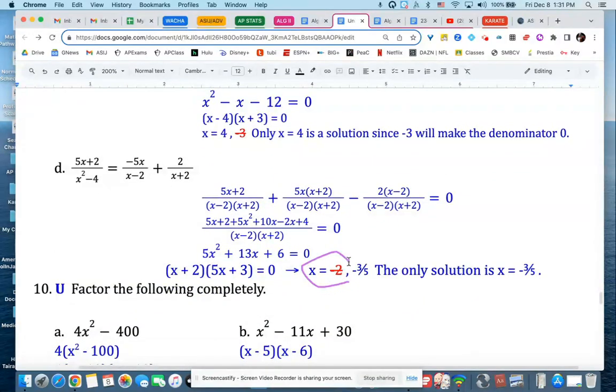Here's another one of those where we get one solution that does not work because I'll be dividing by 0. So we don't use it, and we just focus on the other solution that is there, because this was a quadratic, so you get 2 solutions.